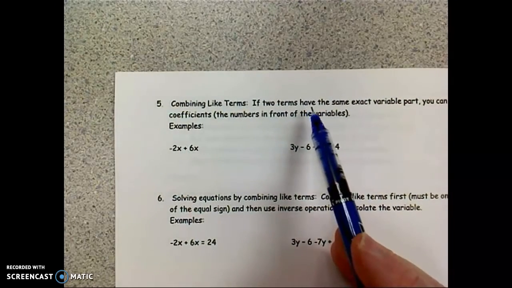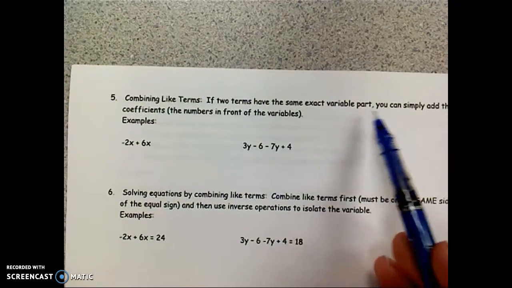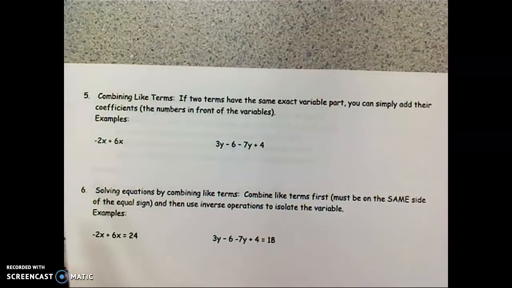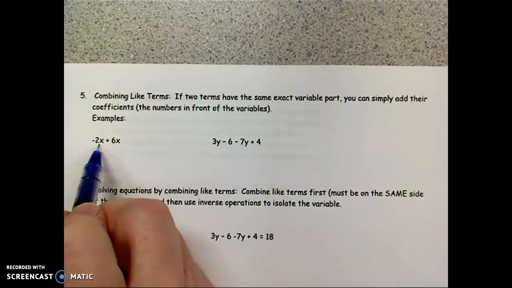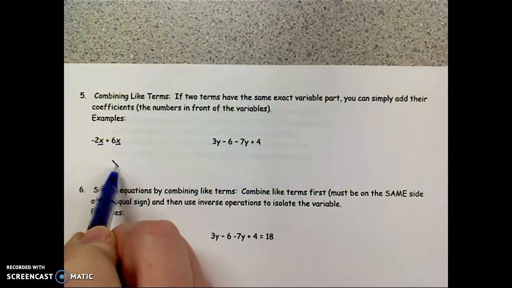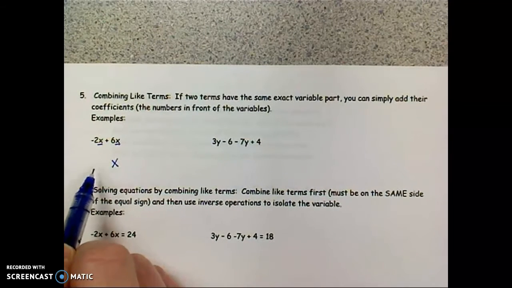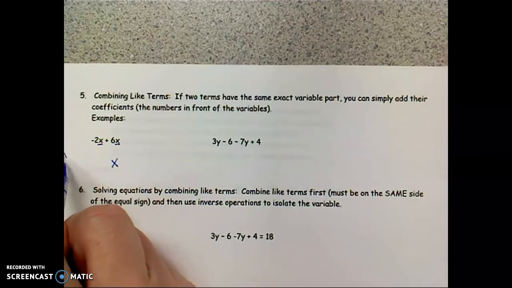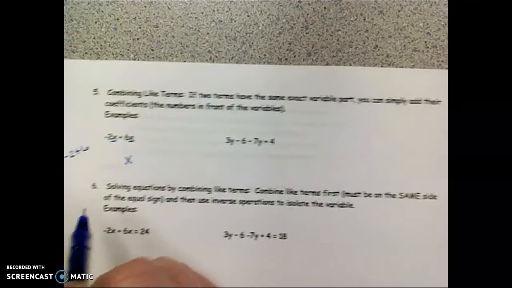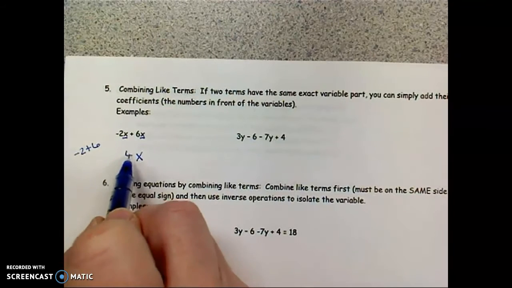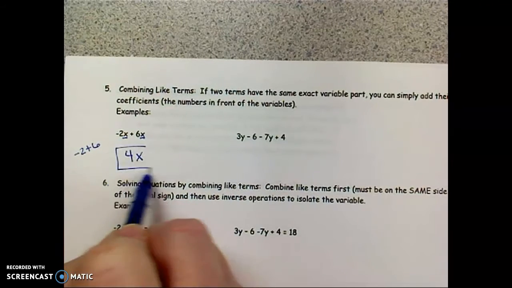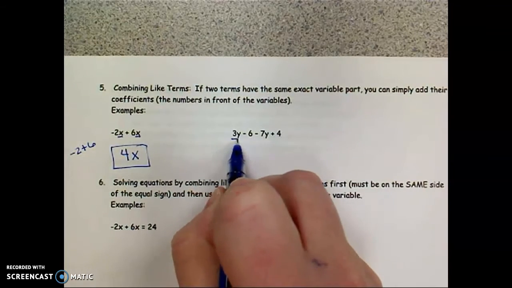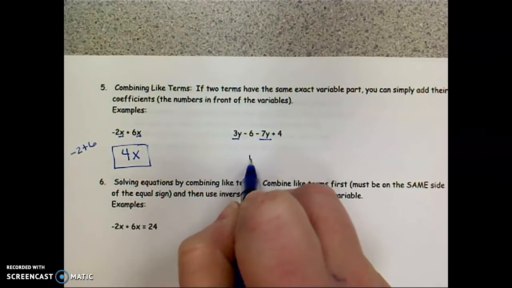If two terms have the exact same variable part, remember you can simply add their coefficients, and that's the number in front of the variables. Since both of these have an x on them, I know my answer will be x. It's just how many x's do I have? Well, in my calculator, I can put negative 2 plus 6 and find that that equals 4. So my answer is 4x, and that's it. There's nothing to solve. On these, both have a y on them, so I know I'm going to have a y.